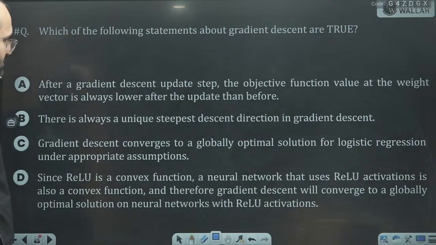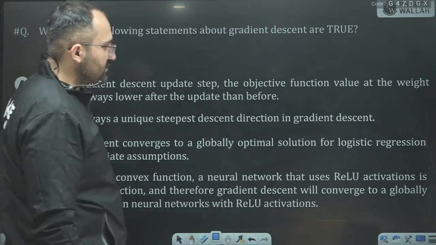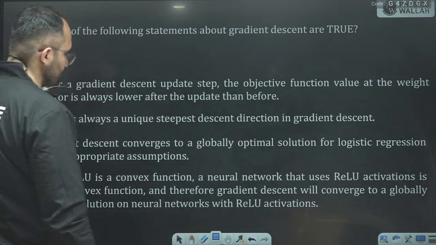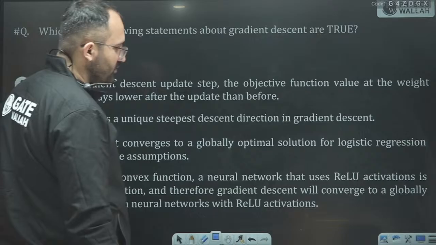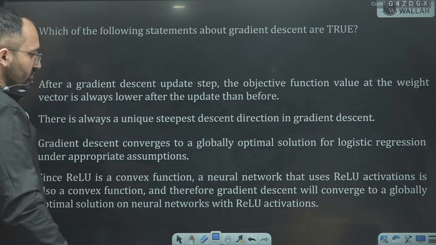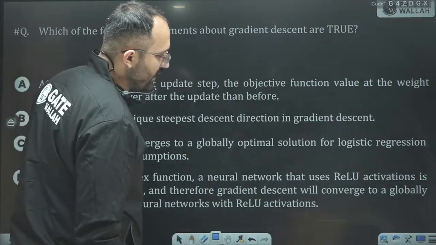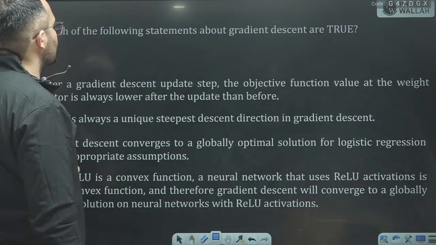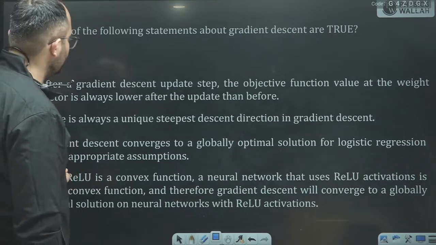Since ReLU is a convex function, the neural network that uses ReLU activation is also a convex function, and therefore the gradient descent will converge to the global optimum solution on the neural network with ReLU activation function. What are the answers that are correct? Which of the following statements about this are true?